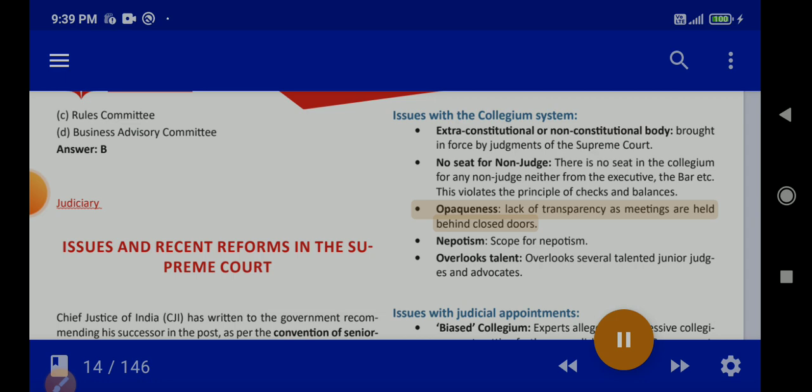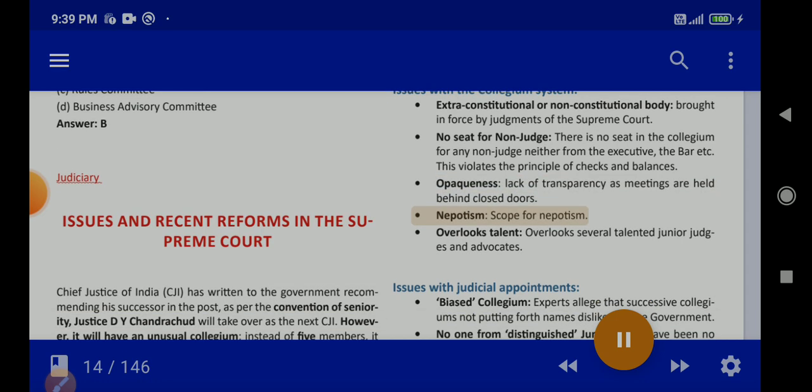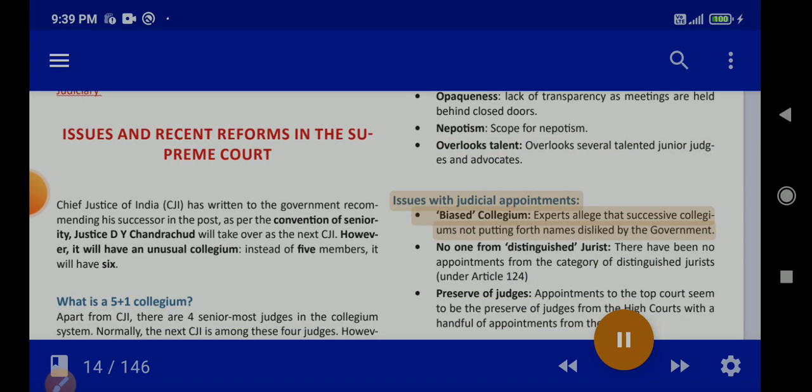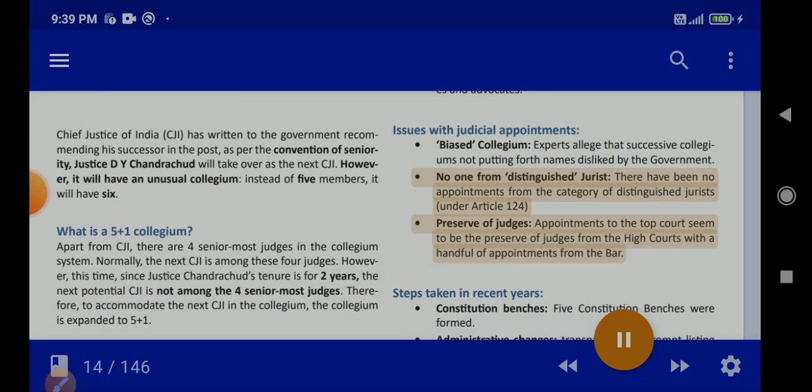Opaqueness: lack of transparency, as meetings are held behind closed doors. Nepotism: scope for nepotism, which overlooks several talented junior judges and advocates. Issues with judicial appointments: biased collegium. Experts allege that successive collegiums are not putting forth names disliked by the government. No one from the category of distinguished jurists: there have been no appointments from this category under Article 124. Appointments to the top court seem to be the preserve of judges from the high courts, with a handful of appointments from the bar.